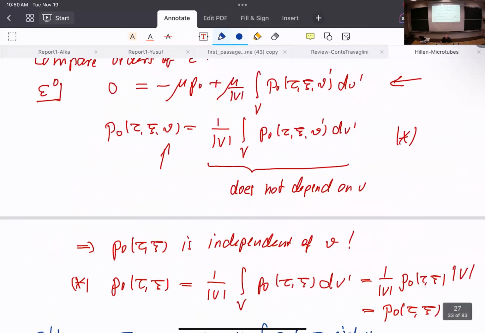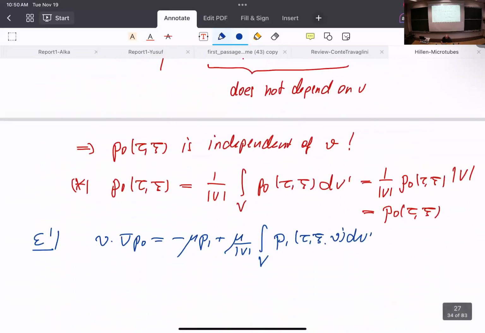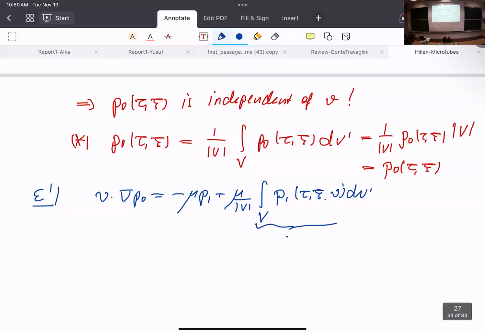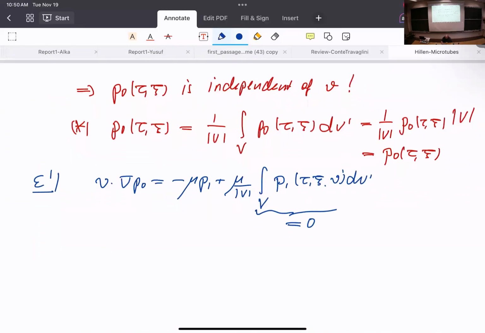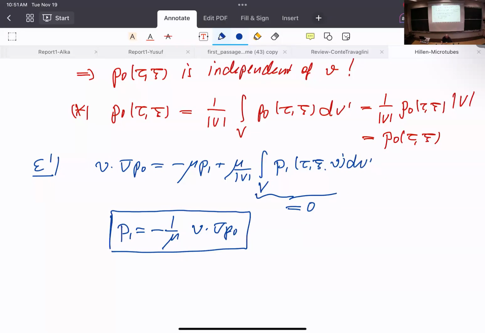Earlier I said that P1 integrates to 0. Where did I do this? Here. Here I say the integral of the Pj's, if j is larger or equal to 1, is 0. So this happens to this term. This is 0. And I'd like to solve this for P1. I know P0 already, so I want to solve this for P1. So then P1 is just minus 1 over mu, v times gradient P0. So if I know P0, I know P1, perfect. Okay?